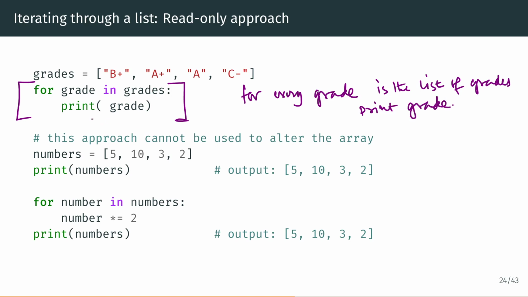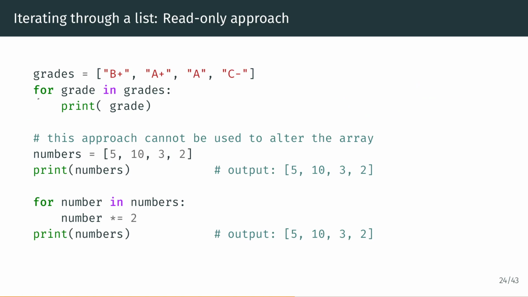That's the English version, translated to English. If you see it word by word, it actually is very intuitive. So what you're saying here is, for every grade in the list of grades, print grade. Plain English, nothing more.